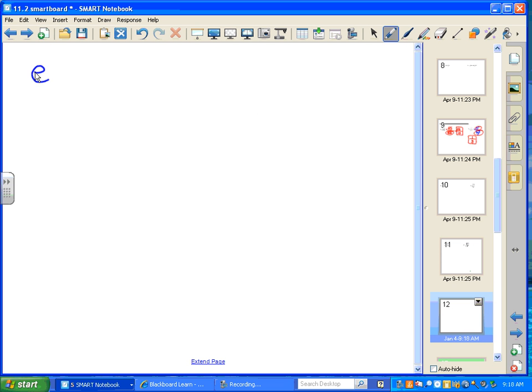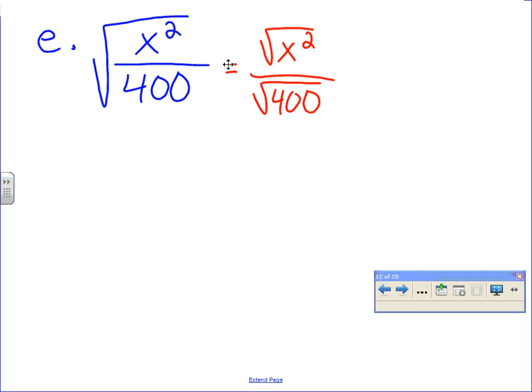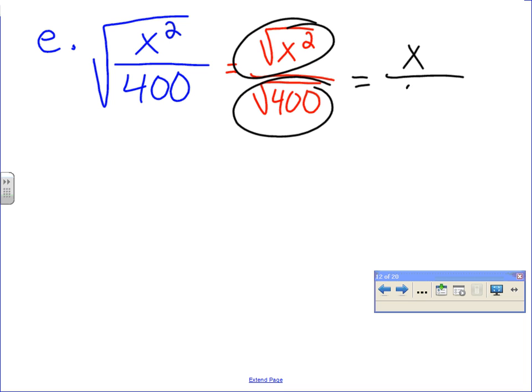Okay, letter E. We have square root of x squared over 400. First thing we want to do, using the quotient property of radicals, is split them up. So we have square root of x squared over square root of 400. Once you split them up, ask yourself, are any of these perfect squares? They're both perfect squares. Square root of x squared is x, and square root of 400 is 20. So the simplified answer for letter E is x over 20. That one's pretty easy. Okay, let's do one more together.